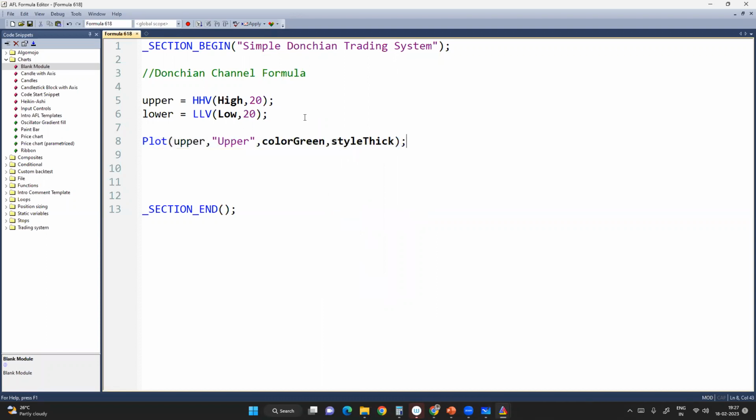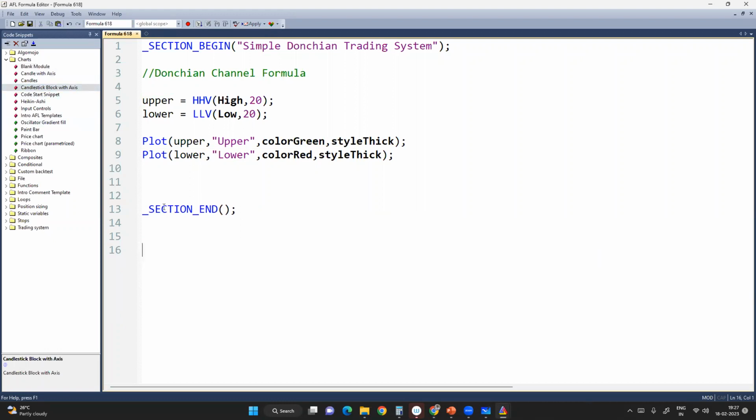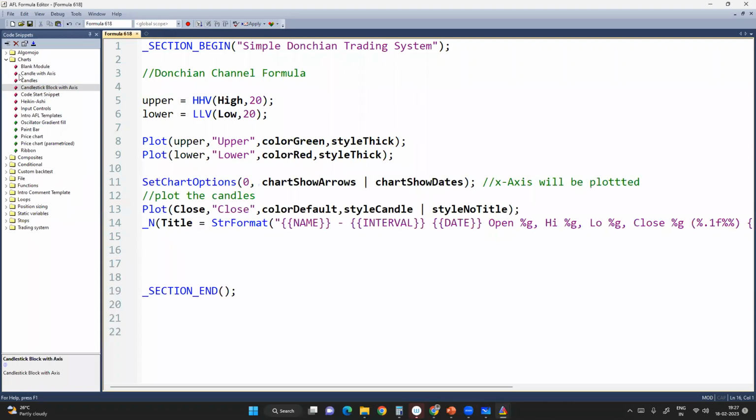Likewise, I'm also going to plot the lower channel as well. So lower channel, I'm going to plot with color red, right? Along with that, I also need the candlestick as well. So I'm going to take it from the ready-made formula, candlestick block with axis. So I'm going to add a candlestick also. So the candlestick block is what I'm going to take and put it inside over here.